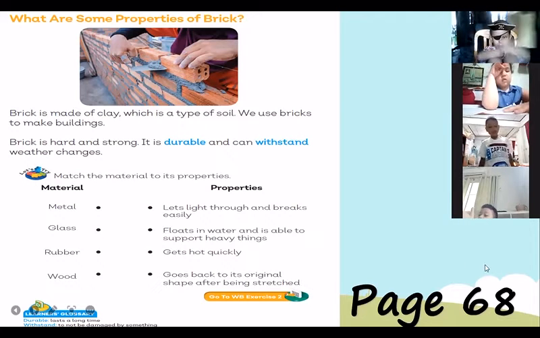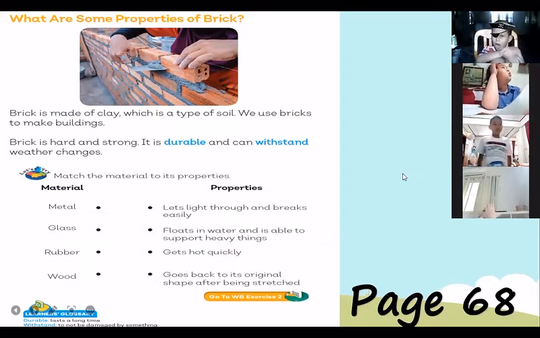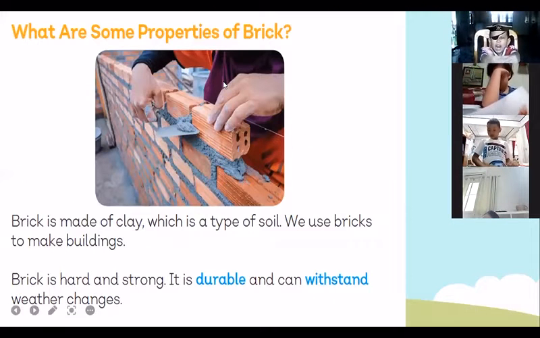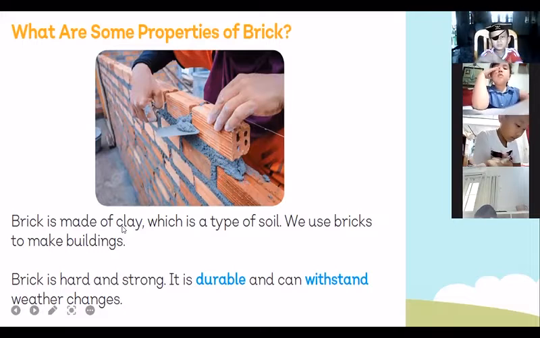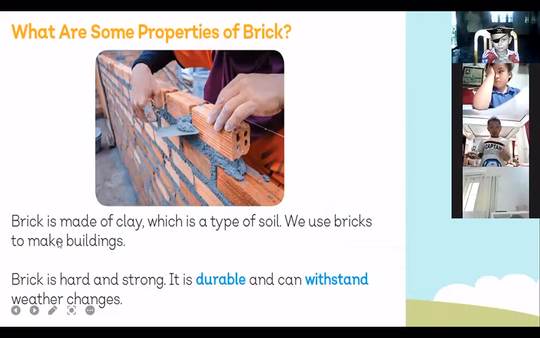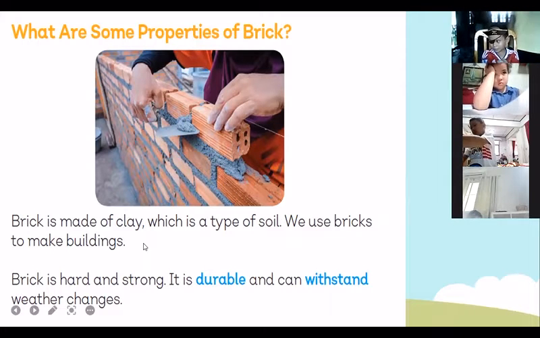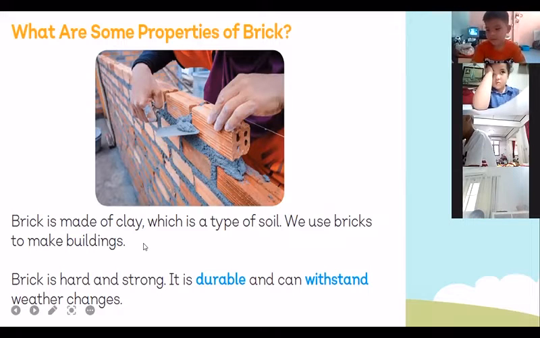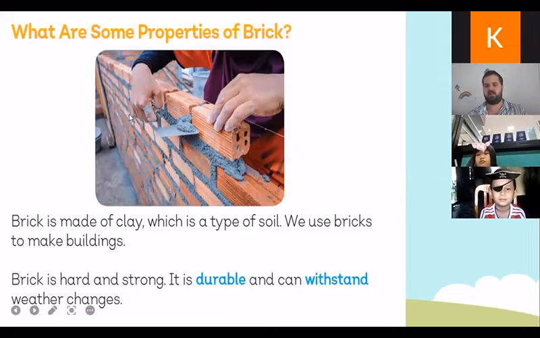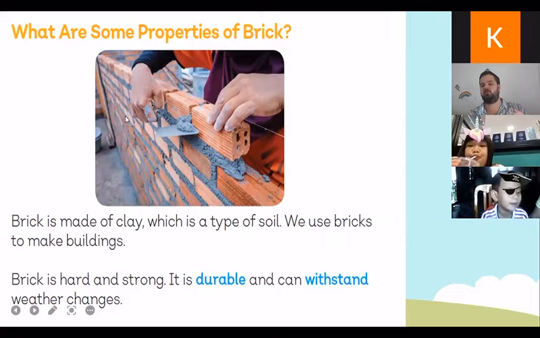So we are all on page 68, yes? Okay, page 68. Let's talk about bricks, property of bricks. So bricks are made out of clay. Clay is a type of soil. We find it in the ground. We use bricks to build buildings. So your house, wall, this is made out of bricks. Go to the shop 7-Eleven, made out of bricks. Big C, made out of bricks. So we use bricks to build buildings, such as houses, shops, schools, everything.